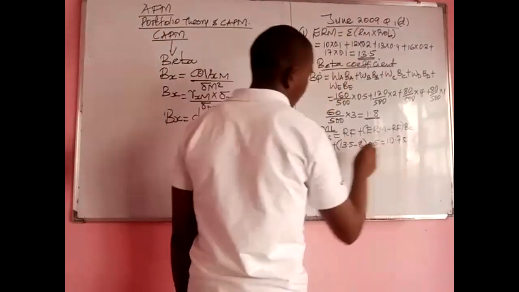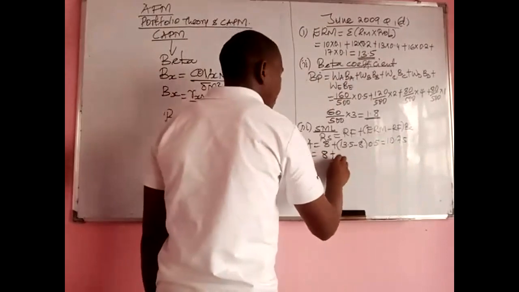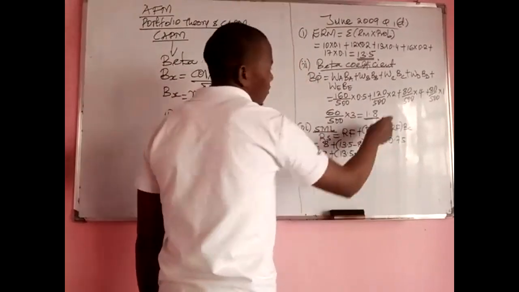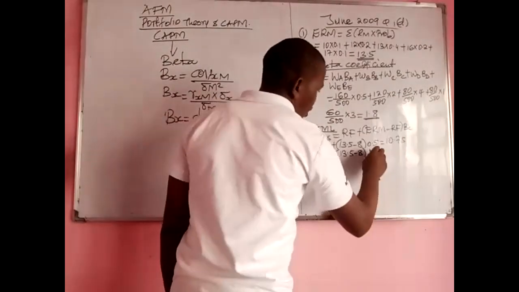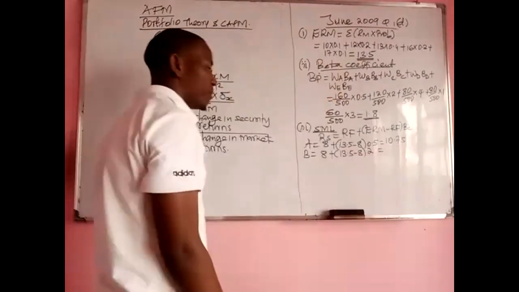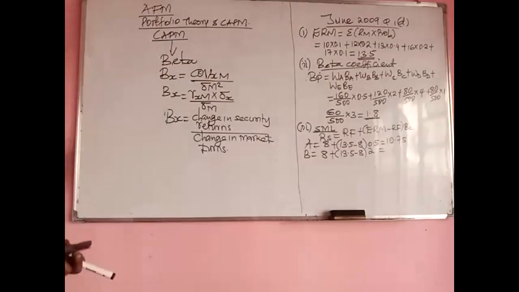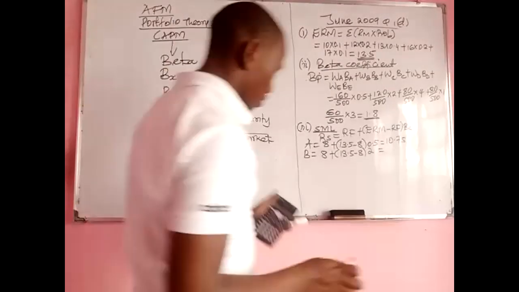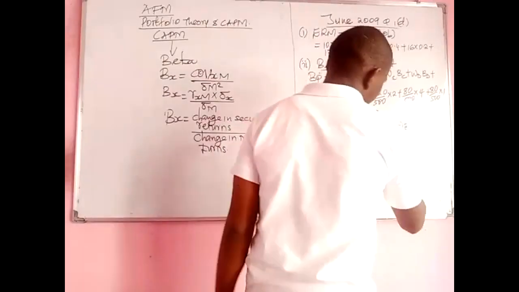10.75. Plus, this is 8 plus 13.5 minus 8, times the beta of stock B, which is 2. How much is it giving you? Check: 13.5 minus 8, multiply by 2, plus 8. This one is giving you 19.